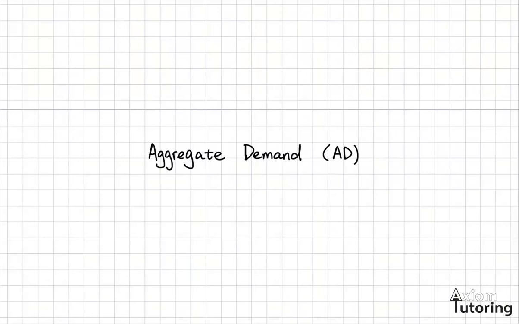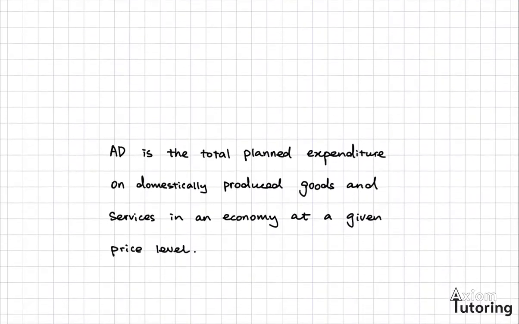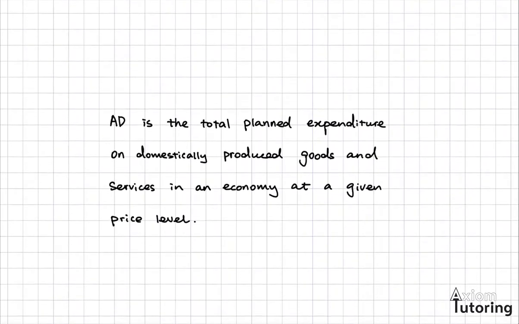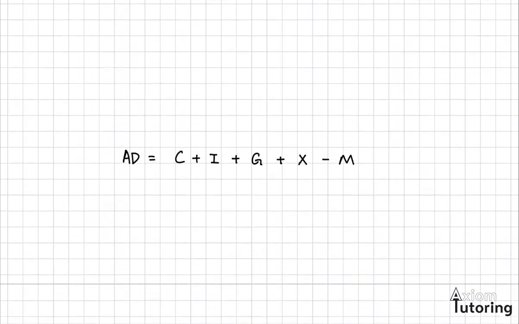In this video, we're going to introduce aggregate demand and explain why the aggregate demand curve slopes downward from left to right. Now, aggregate demand, or AD, is the total planned expenditure on domestically produced goods and services in an economy at a given price level. We can write it as AD equals consumption expenditure plus investment expenditure plus government spending plus exports minus imports.